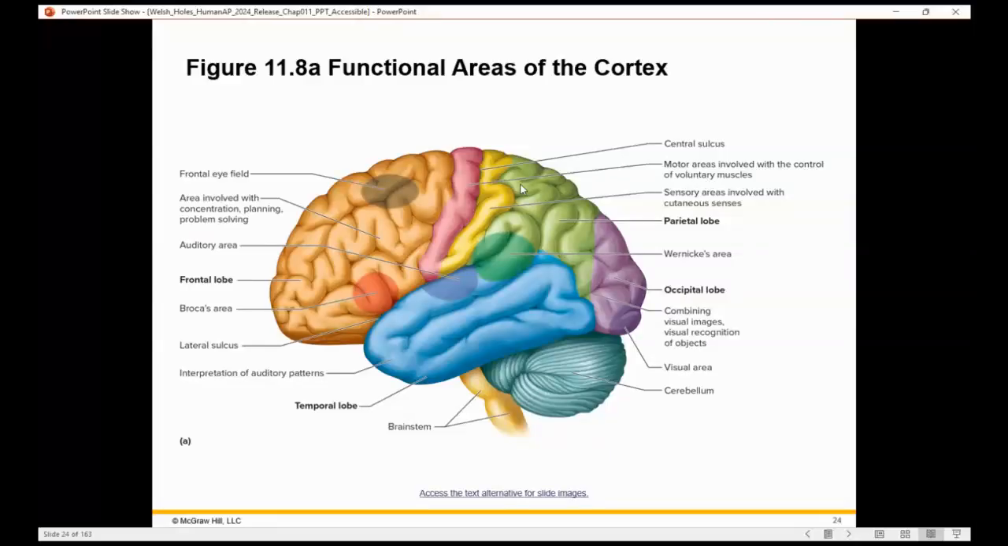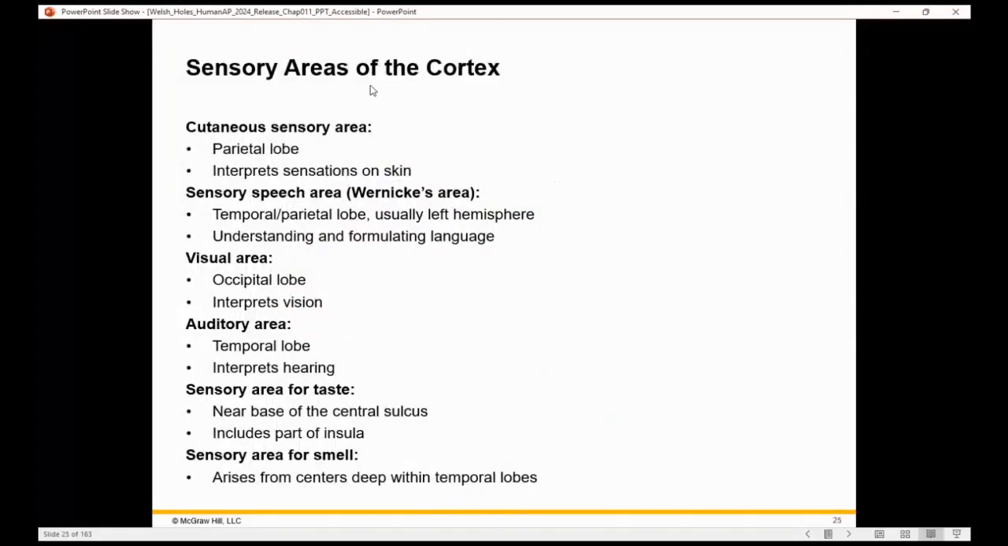Moving towards the back of the brain, the motor areas involved with control of voluntary muscles. And here we have the sensory areas. So they're divided evenly at the middle of the brain, from the side anyway, from a lateral view. We have Wernicke's area. We'll talk more about that. Here at the occipital area, we have an area that combines visual images and visual recognition of objects. At the very back of the visual area, and we'll talk more about the cerebellum later on.